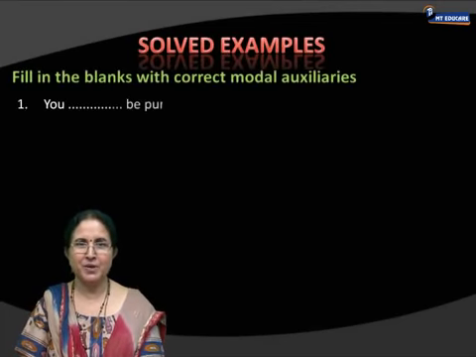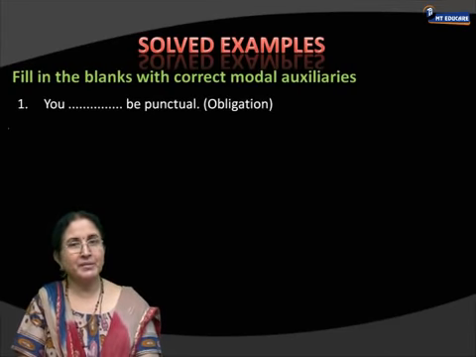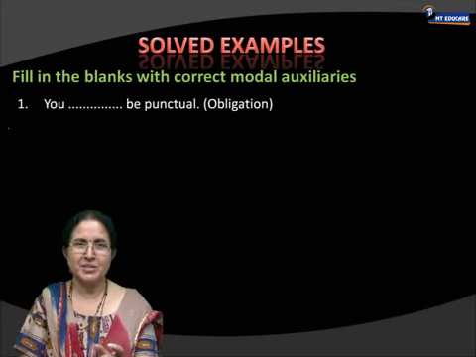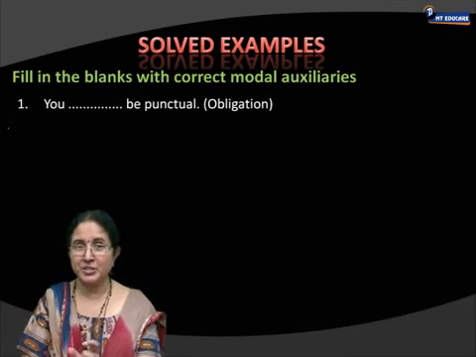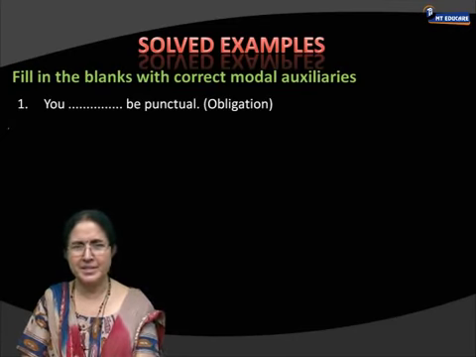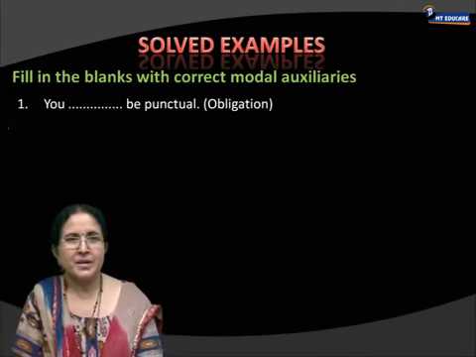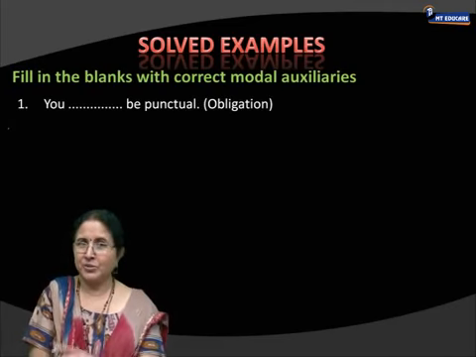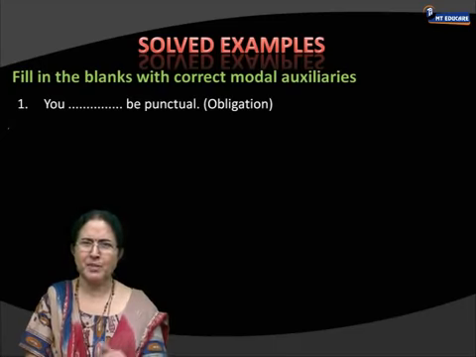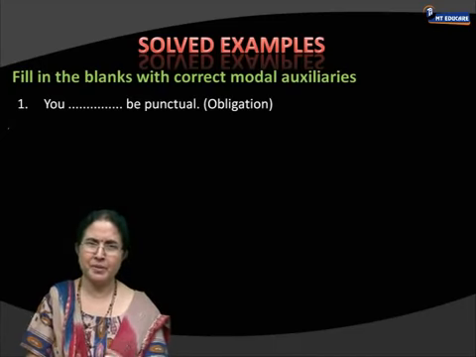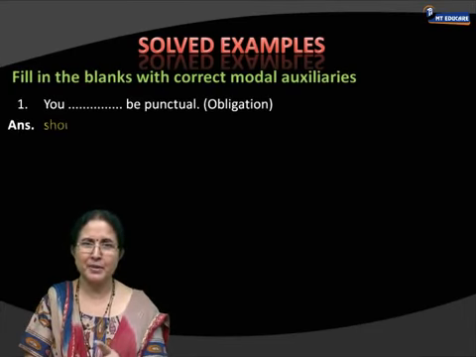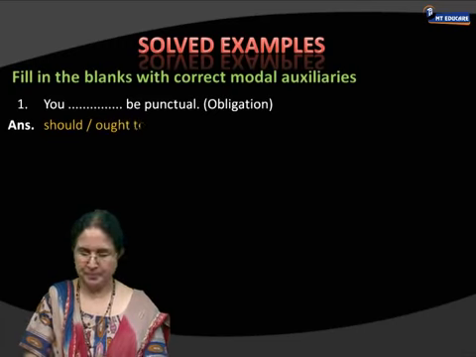You dash be punctual. Now since you all are beginners with modal auxiliaries, to assist you, we give you a choice. Sometimes choice is given, sometimes a hint is given in brackets, function is given, or sometimes something or the other is suggested so that you get the right answer. So you see here, you dash be punctual, a kind of obligation. If you see, you will be punctual, you shall be punctual, you must be punctual, you ought to be punctual, all of them. But since the hint is given, you choose the right one. Since it's obligation, you should be punctual, you ought to be punctual.